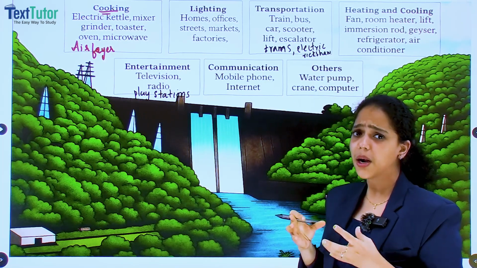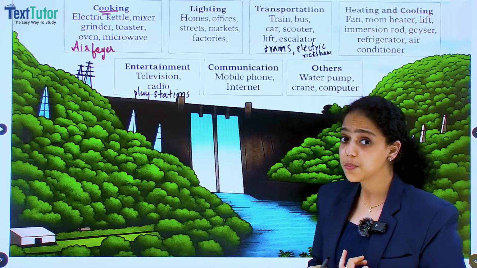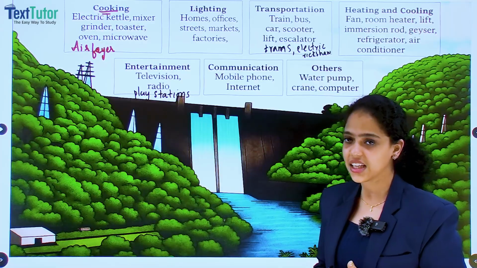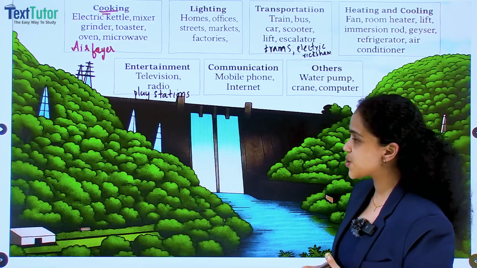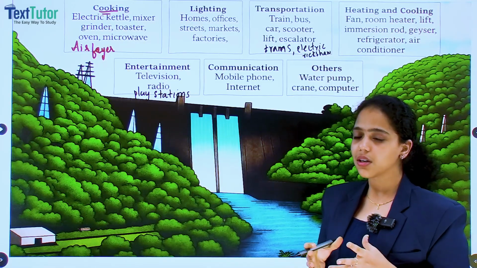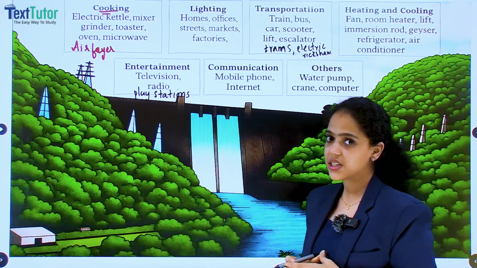Homes, offices, etc. Bulbs, LED bulbs, then incandescent lights all use electrical energy. Then we said transportation, that is electric buses, cars, trains, trams, all work by using electrical energy.